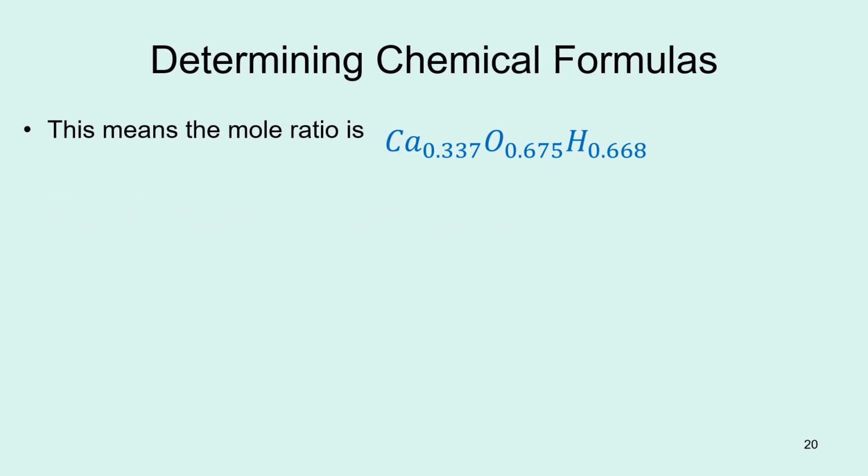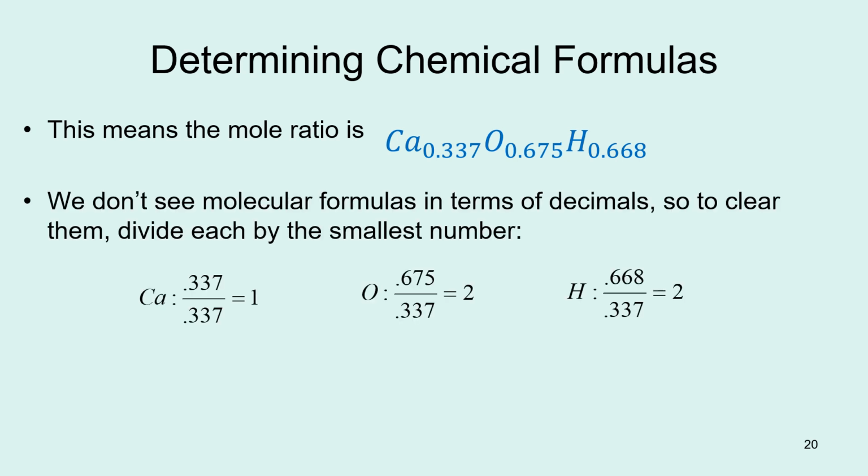So in this case, 0.337 divided by itself, because it's the smallest one, gives me a ratio of 1. 0.675 divided by 0.337 is going to be really close to 2. And 0.668 divided by 0.337, same thing, is going to be really close to 2. It may not be exactly 2, but it'll round really close to 2.